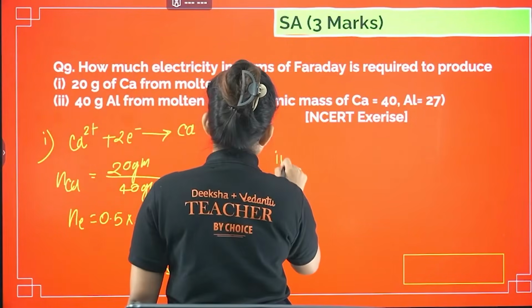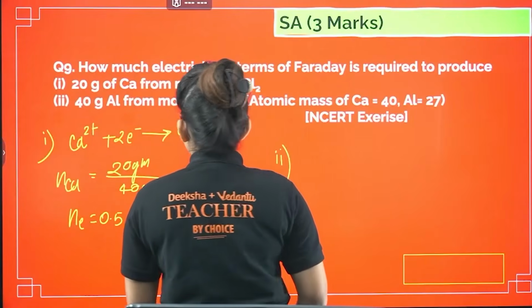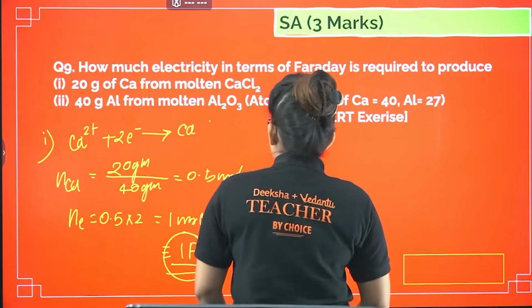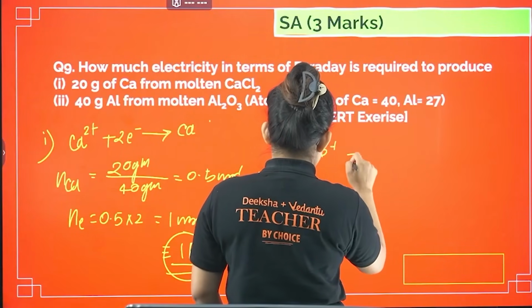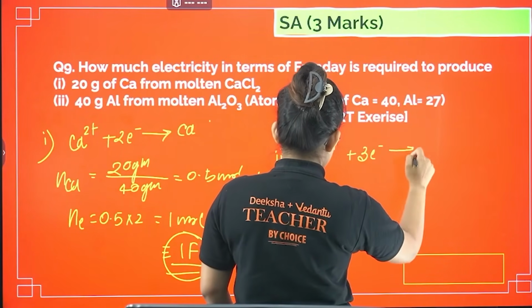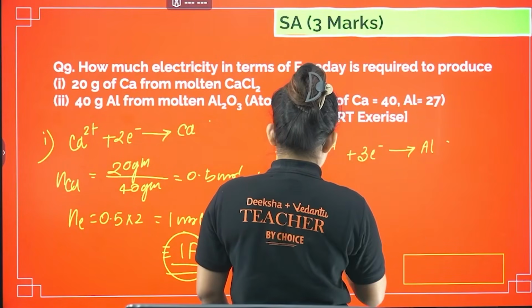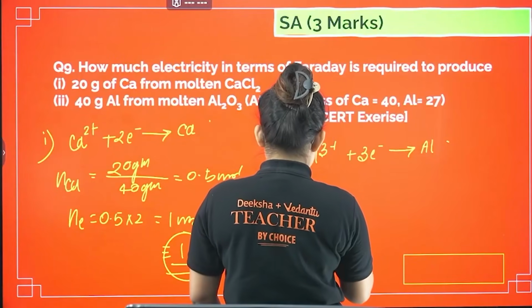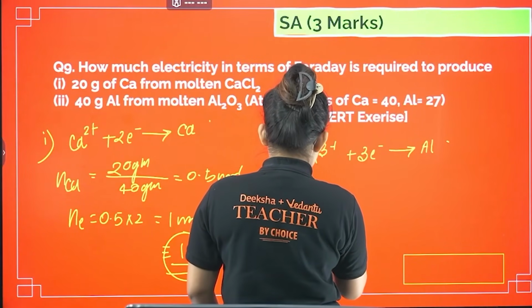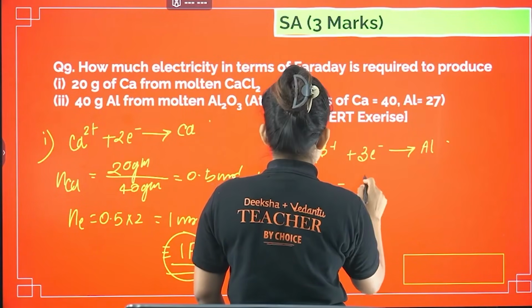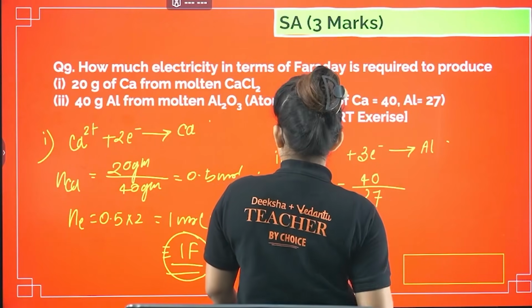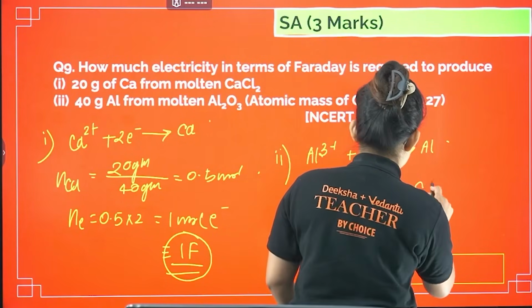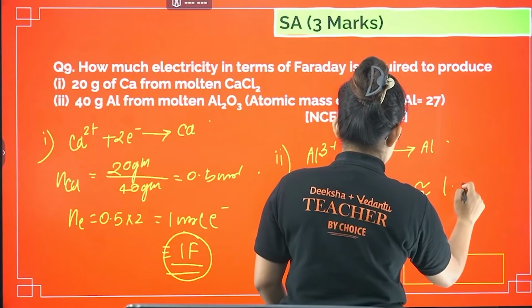Next, number 2. I have Al2O3, meaning Al3+. So Al3+ plus 3 electrons will give you aluminium. From here, the number of moles of aluminium, again in the same way, 40 gram is given divided by 27. If you do it, you will get something like 1.48.